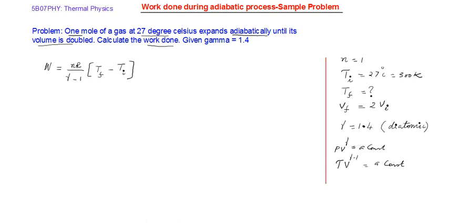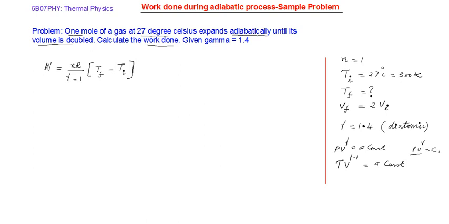See, PV raised to gamma equal to a constant already. So PV raised to gamma equal to a constant, say C1. Now for an ideal gas system, PV equal to nRT. So what about PV by T? PV by T will be equal to nR, and n is a constant, R is a constant.